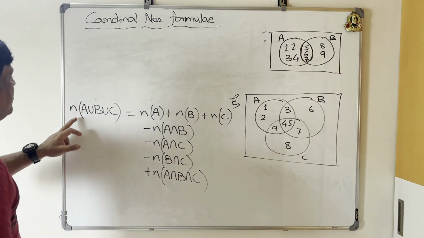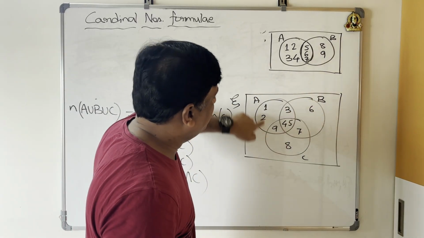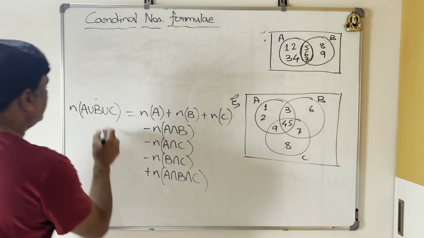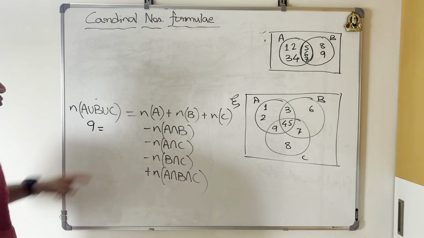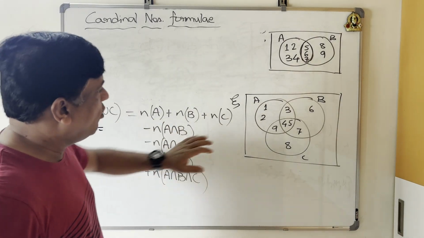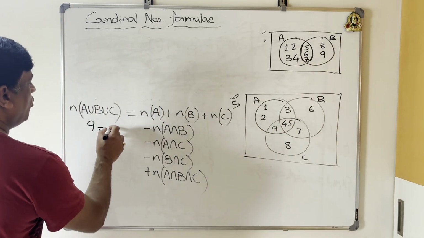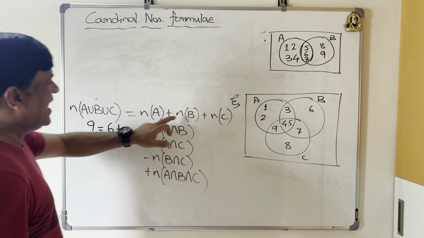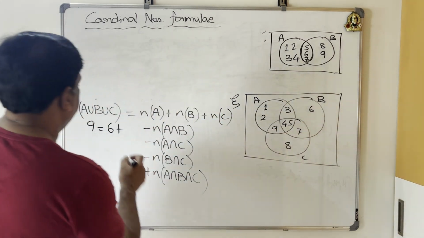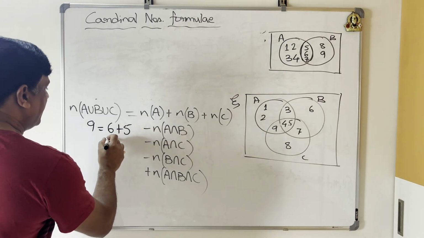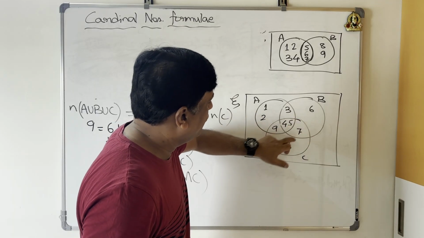Okay, so N of A union B union C will have everything, all 3, right? So this becomes 9 over here. Let's put 9 on the left side, equal to, what is N of A? Look at A: 1, 2, 3, 4, 5, 6. N of A is 6, plus N of B. Look at B completely: 1, 2, 3, 4, 5. It is 5, right? Plus N of C. Now look at C: 1, 2, 3, 4, 5. Again 5.